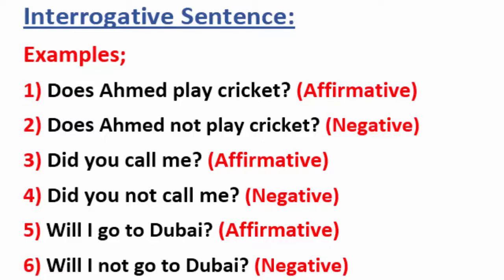Example number 3, did you call me? This is affirmative interrogative sentence. Example number 4, did you not call me? This is negative interrogative sentence. Example number 5, will I go to Dubai? This is affirmative interrogative sentence. And example number 6, will I not go to Dubai? This is negative interrogative sentence.